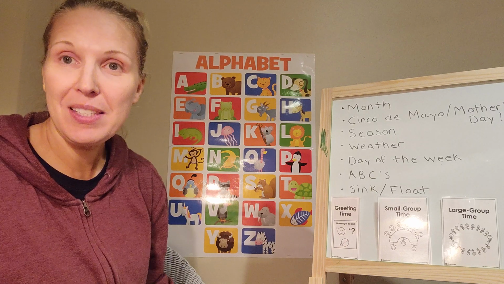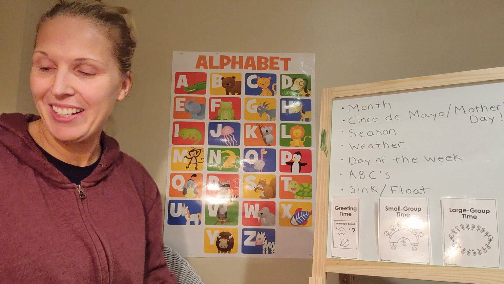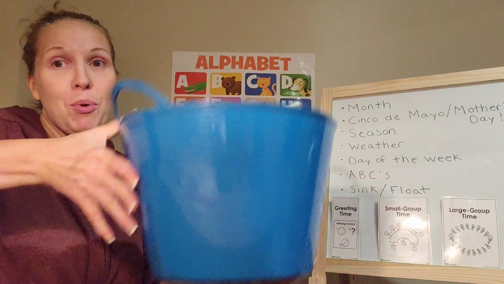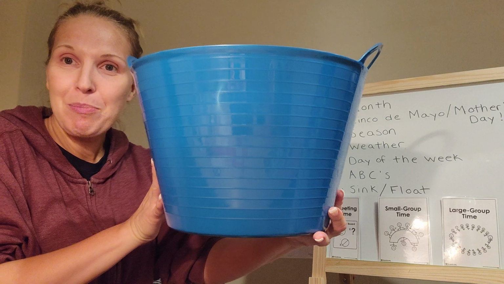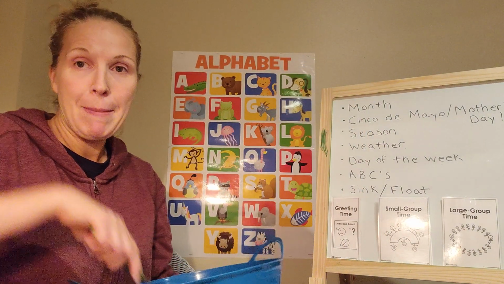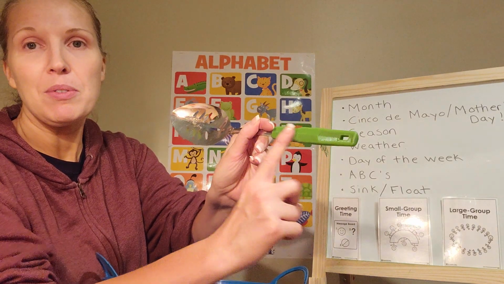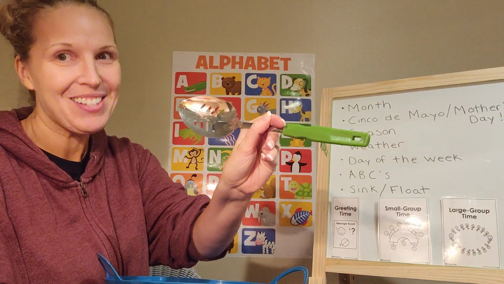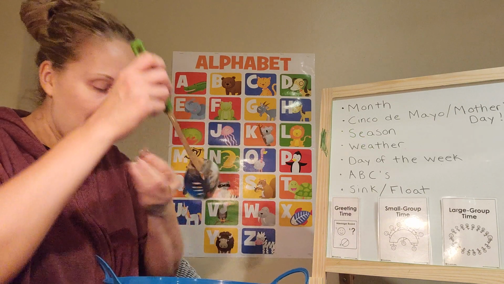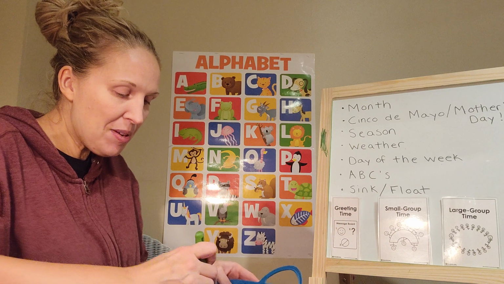Okay, friends, who wants to play alphabet soup? Yeah, let's do it. I got my big bowl of soup. What color is this bowl? That's a blue bowl. And I got my big spoon. What color is my spoon? That's a green spoon. And I'm gonna mix up my soup.